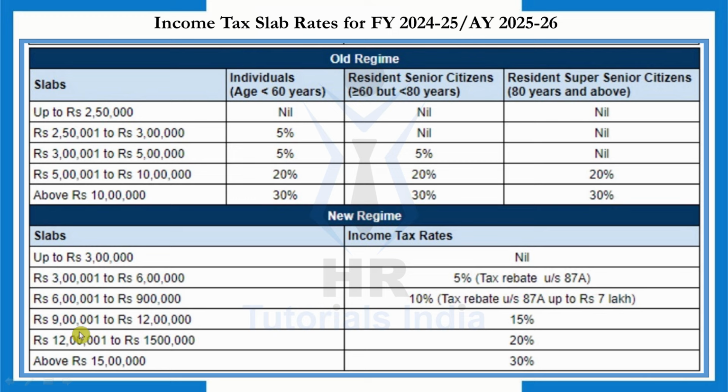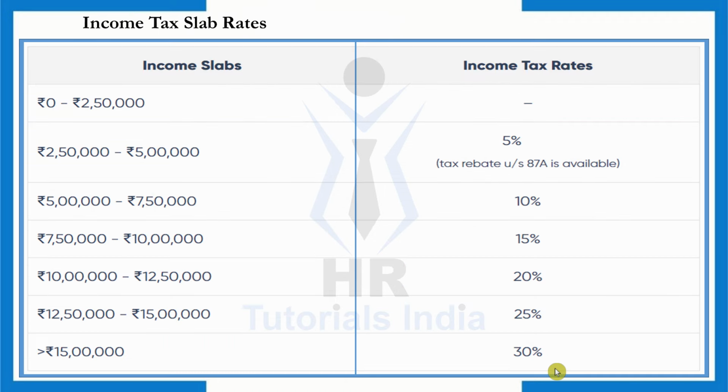Then comes salary between 9 lakhs and 12 lakhs, where the income tax rate is 15%. For employees drawing between 12 lakhs and 15 lakhs, the rate is 20%. And finally, for employees drawing 15 lakhs and above, the rate is 30%. Hope it is clear, the tax slabs for the old regime and new regime for salaries between 0 and 15 lakhs. Income tax slab rates for the financial year 2024-25, assessment year 2025-26, new tax regime.